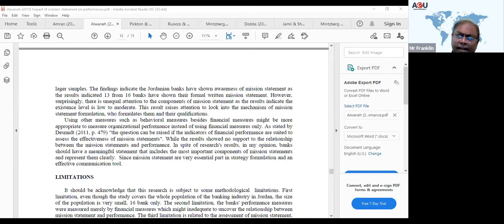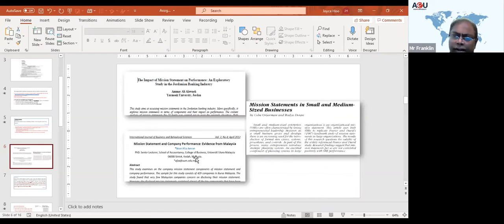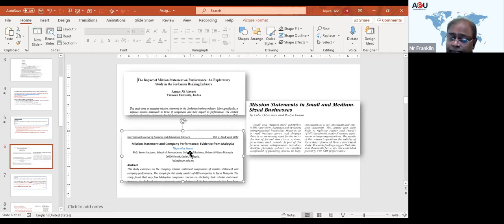Okay, so next, let's look at the next one. This is the article on mission statement and company performance, evidence from Malaysia. I read this article. This lady is from UUM. So she has written about Malaysian companies. She's taken 500 companies from Bursa Malaysia, publicly listed companies, and looked at the mission statement. But what she has done is a bit different. She's looked at all the components. Remember, when you talk about mission statement, it should have 8 components. So she's looked at how many companies have got all the components embedded in their mission statement, and she did the research on that.